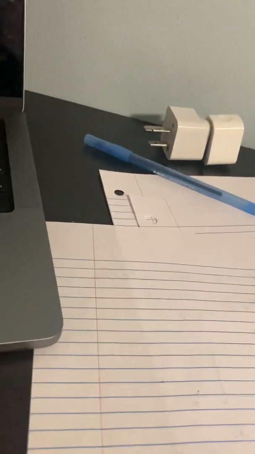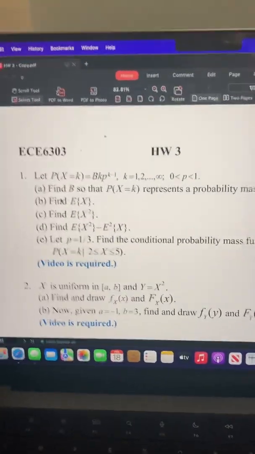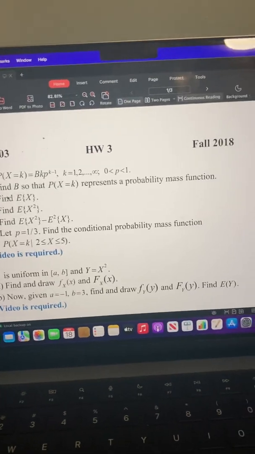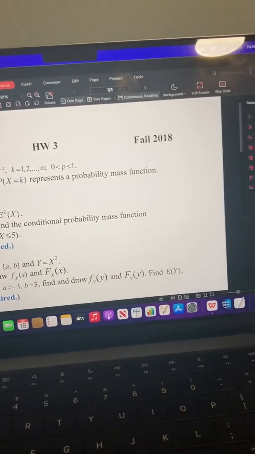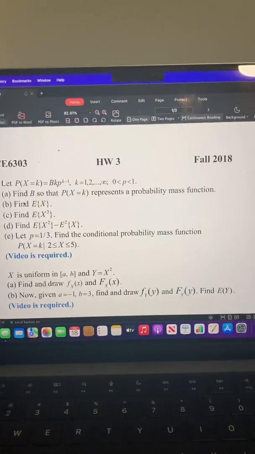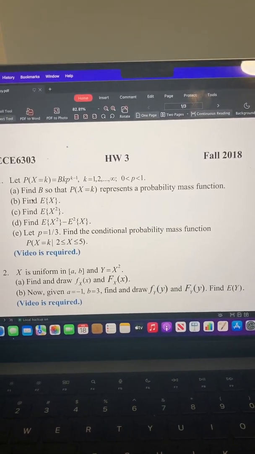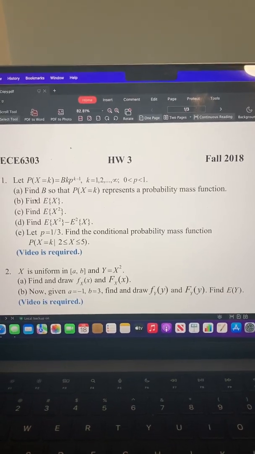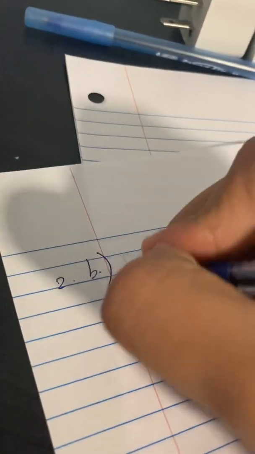So let us look at part B for this question. In part B, we are asked to calculate the density function and distribution function of y, and also compute the expected value of y given that a equal to -1 and b equal to 3. So second question, B bit.